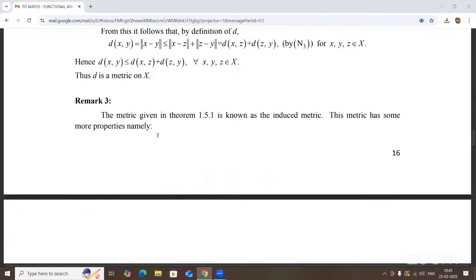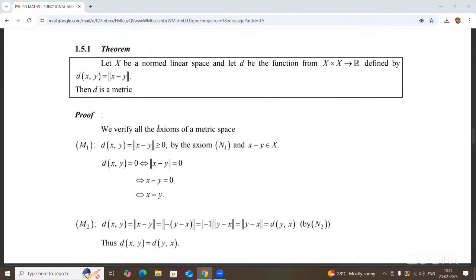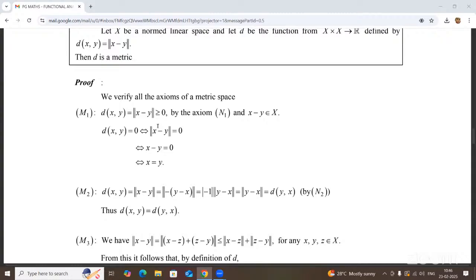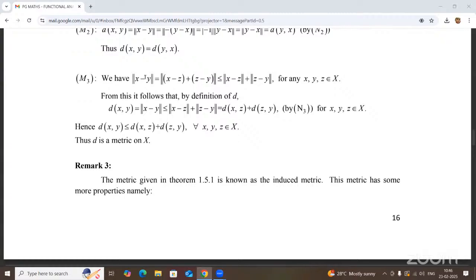Okay. Now, this definition is called the induced metric. Suppose this question is given in the final examination: d is defined from X cross X to R, where X is a normed linear space. From the definition d of x and y equals norm x minus y, prove that d is a metric. So d of x and y equal to norm x minus y is the induced metric. That definition is called the induced metric. The induced metric is also a metric.